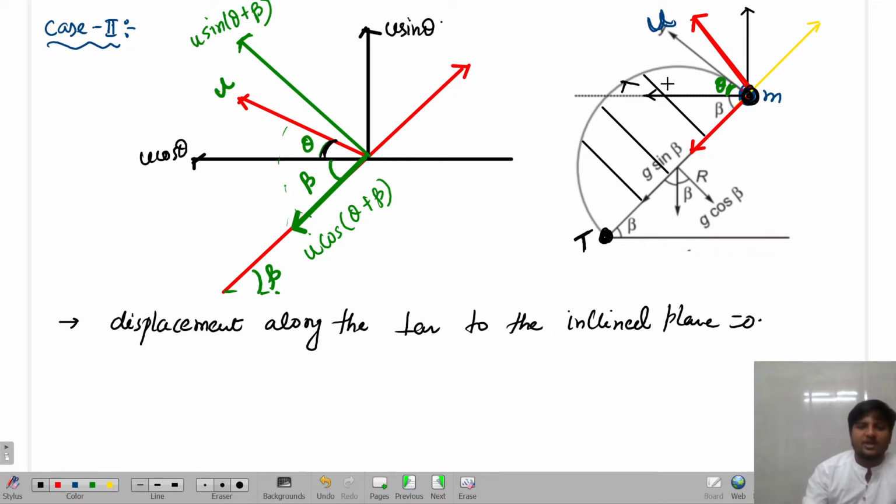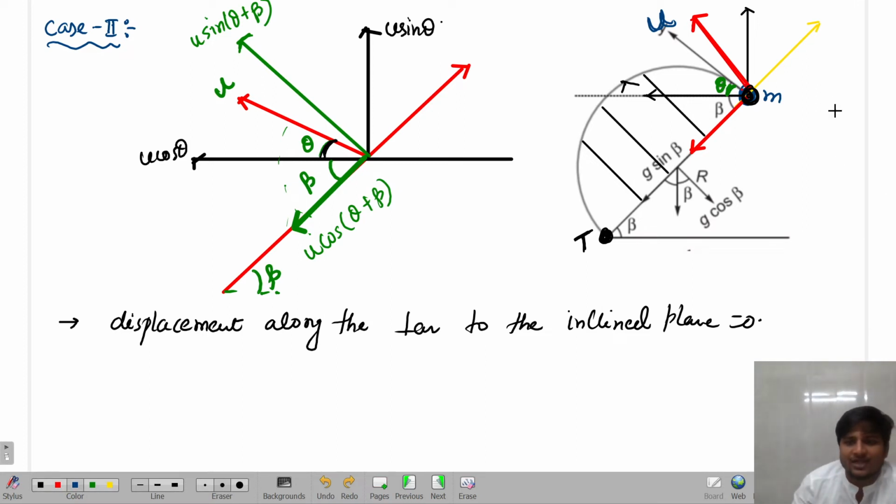Okay. So if the displacement along the perpendicular to the inclined plane is 0, I am writing this equation. If I consider the displacement along this perpendicular line, I have to take the acceleration along this perpendicular line, and I also have to take the initial velocity along this perpendicular line. That is very, very important.